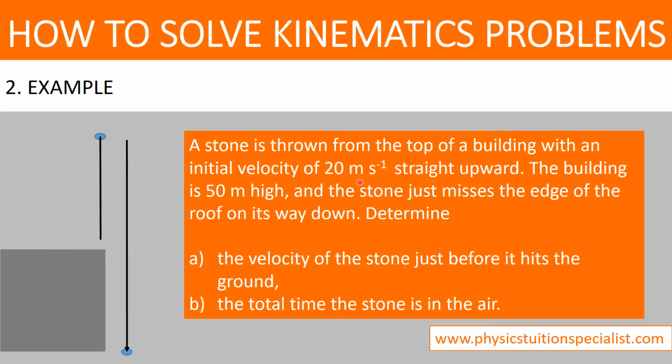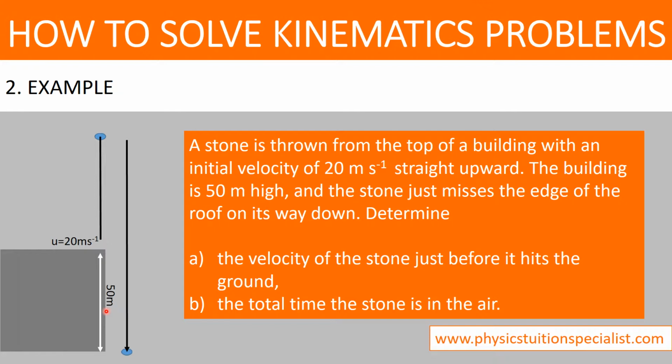Other quantities are also given in the stem of this question. You see that 20 meters per second is given. That's the initial velocity of the stone. It is also given that the building is 50 meters high. So here we go, 50 meters high. Now, how do we start getting the solution?